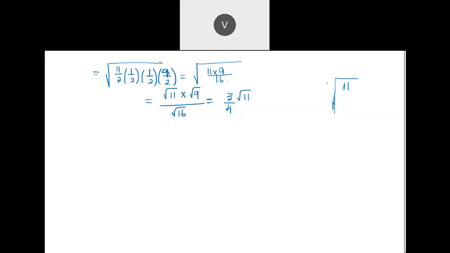9 can be written as 3 into 3. 3 3s are 9. Subtract these two. 11 minus 9 is 2, ma'am. Okay, first step is over.